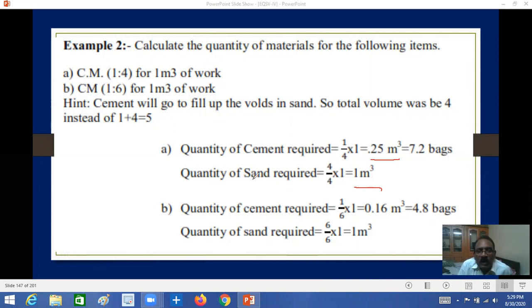And the quantity of cement required for 1:6 is 1/6 into 1, that is 0.16. If you multiply it by 1500 kgs and divide by 50, approximately you will get 4.8 bags. The quantity of sand required is 6 into 1/6, which is 1 cubic meter. In this way you have to calculate different materials according to your requirement using these formulas.